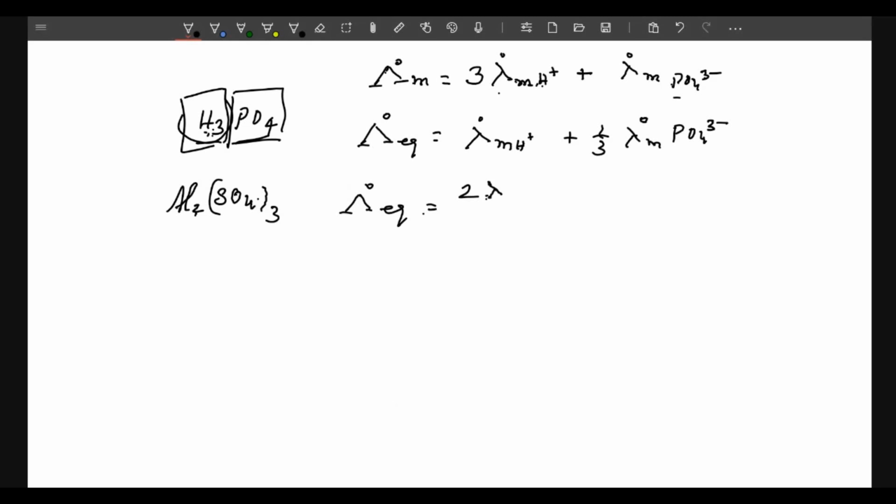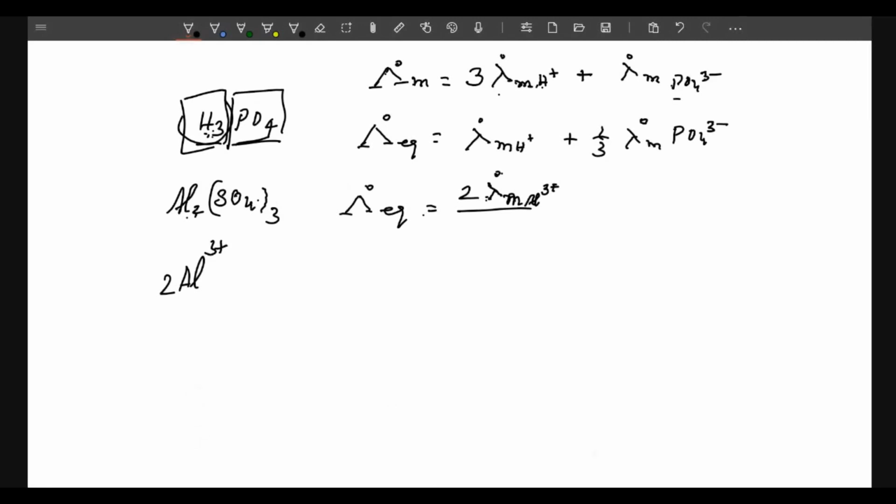2 aluminum ion, molar conductivity of aluminum 3 plus divided by its valence factor 2, and aluminum is having the valency 3 plus, therefore divided by 6. 2 by 6 is equal to 1 by 3. If you repeatedly do this, you can write down the equivalent factors directly.